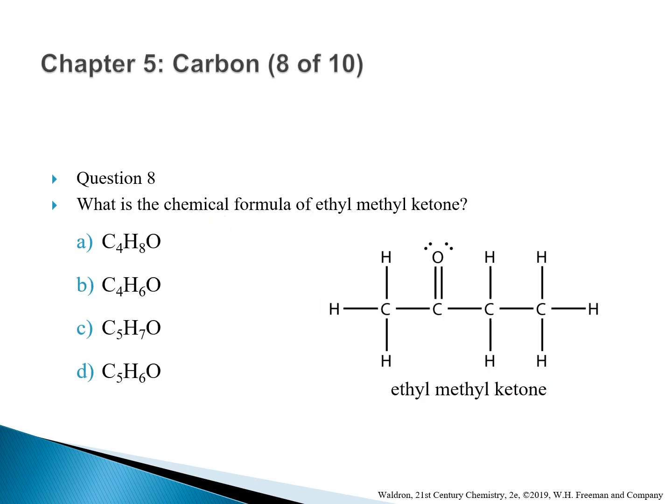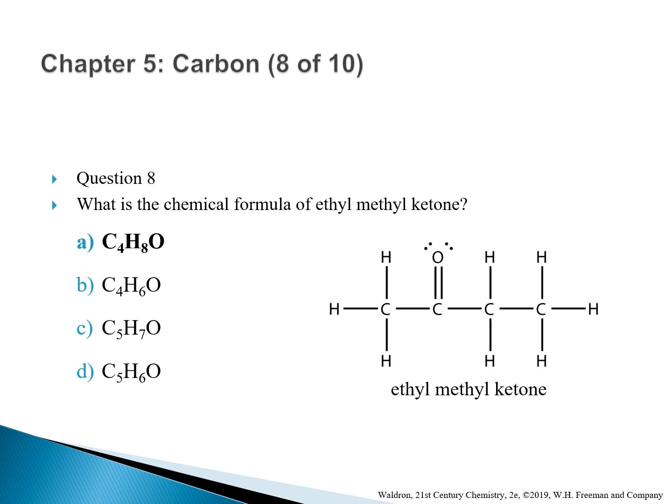Question 8. What is the chemical formula of ethyl methyl ketone? A, C4H8O. B, C4H6O. C, C5H7O. D, C5H6O. Please pause your video here. The correct answer is A, C4H8O. To answer this question, you simply count the number of different atoms in this molecule.